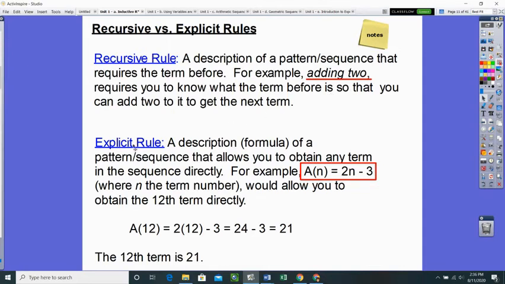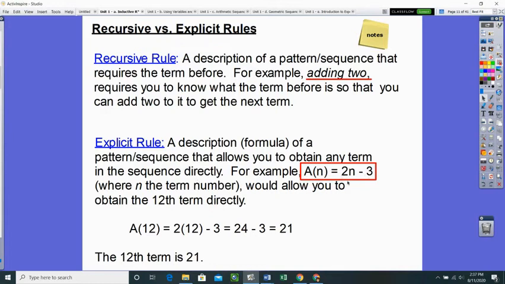There's a different kind of a rule called an explicit rule. An explicit rule, explicit means it's out there, right out in front. You can get right to the 100th term or the 1,000th term. You don't have to keep adding 99 times. You can get right to the 100th. It's usually kind of like a formula. We're going to call it a function rule, but a description or a formula of a pattern or sequence that allows you to obtain any term directly.